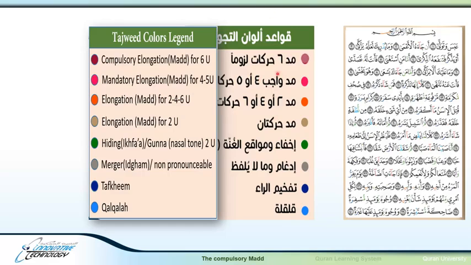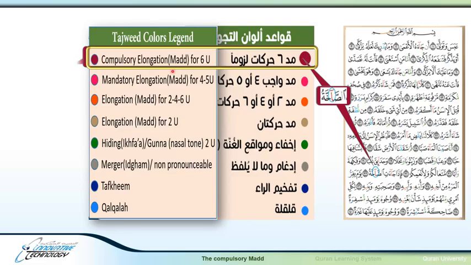Let's concentrate on this dark red color in this Tajweed color legend, and let's try to find it in this page of Quran, and try to find a med letter with this color, dark red color. We'll find the alif here in as-sakha. This alif is given a dark red color, indicating a compulsory elongation med for 6 units, and this is basically our lesson, which is the compulsory med.